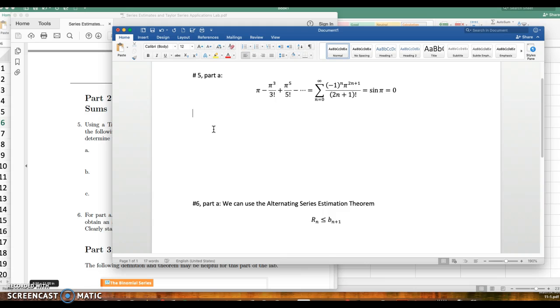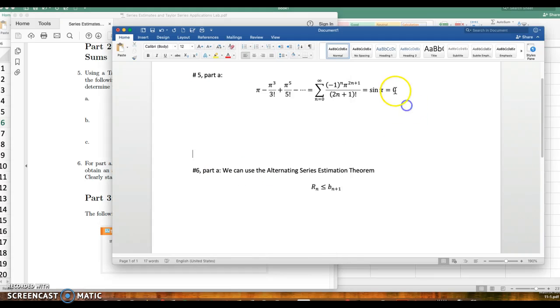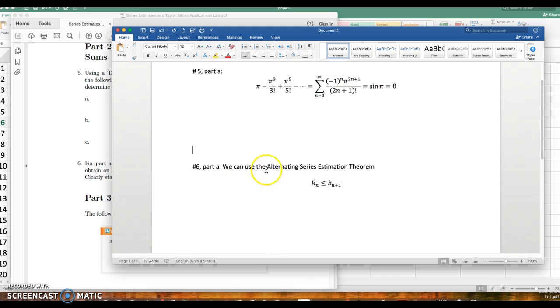So I really want to go over in a little more detail, how do we get an estimate? For part 6, determine the minimum number of terms to be summed to obtain an approximation that's within 1 over 100 of the exact value of the series, which is pretty nice. A lot of times we don't know the exact value, but in this case we do. So I'm going to use the alternating series estimation theorem. It says the remainder is going to be less than or equal to the n plus 1 term.